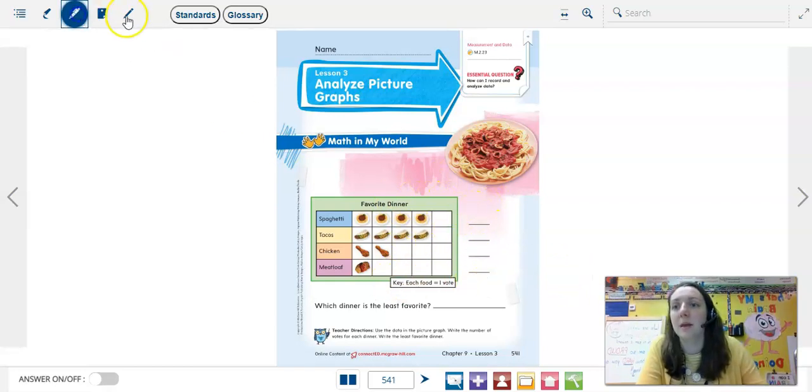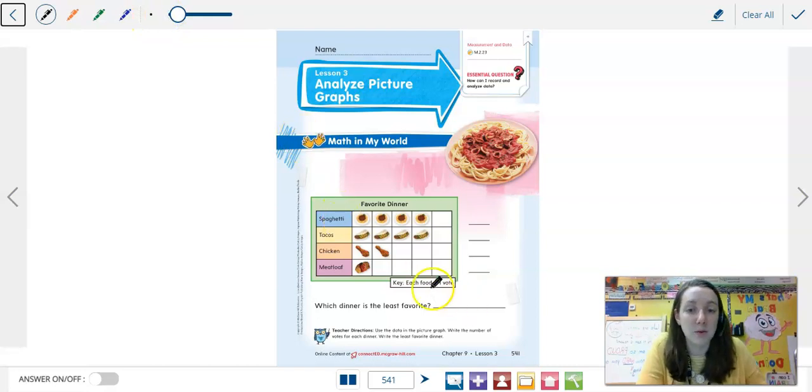Super quick and easy. The biggest thing that will trip you up is you have to make sure you're paying attention to the key, because the key will tell you how much each food is worth. In this case, each is worth 1. So I can just count by ones, nice and easy. I go to spaghetti first, 1, 2, 3, 4. There's 4 spaghetti boats. Tacos, 1, 2, 3, 4.